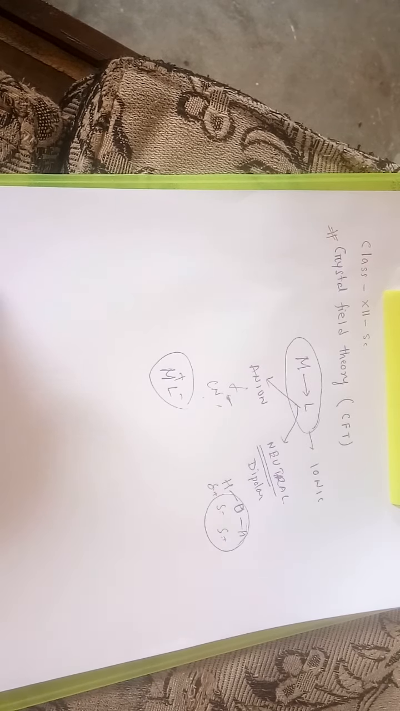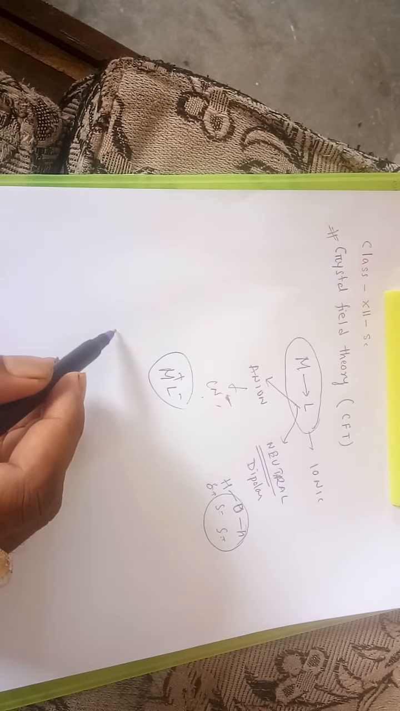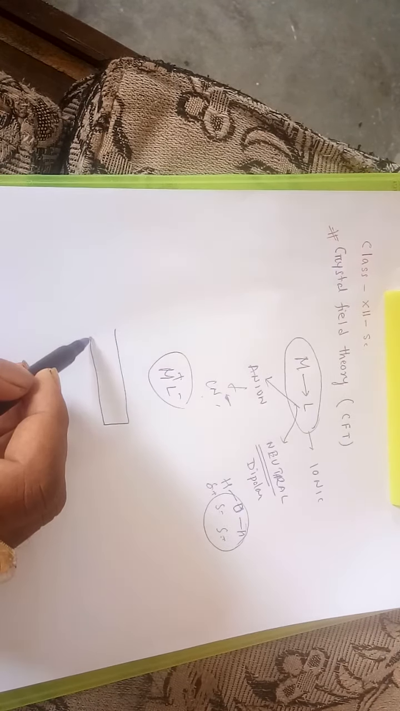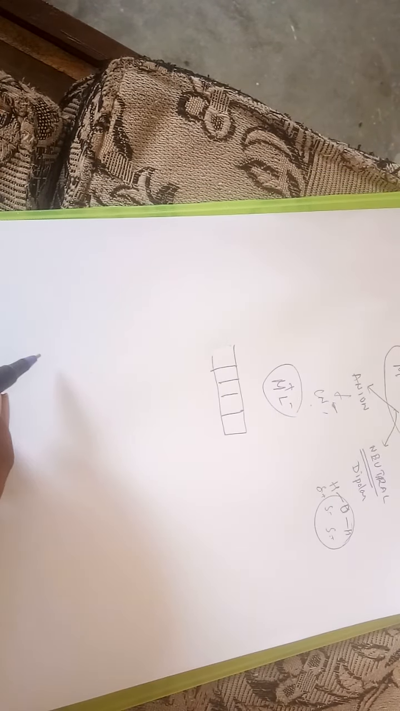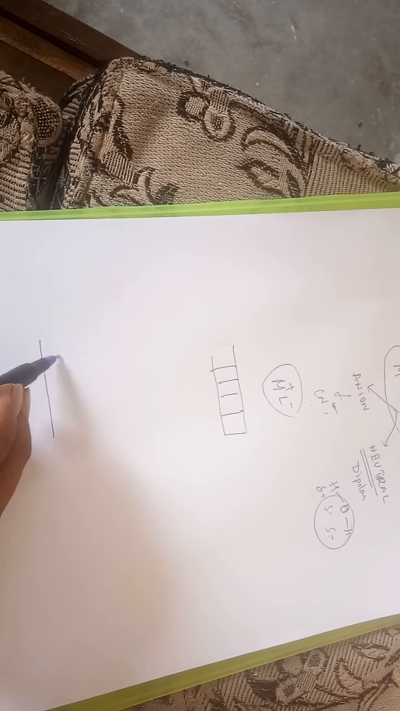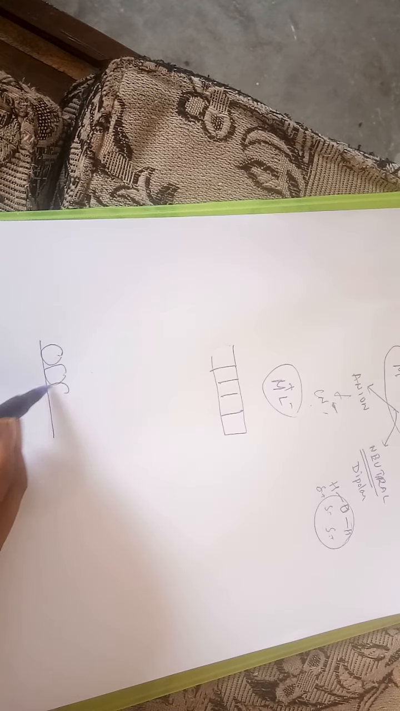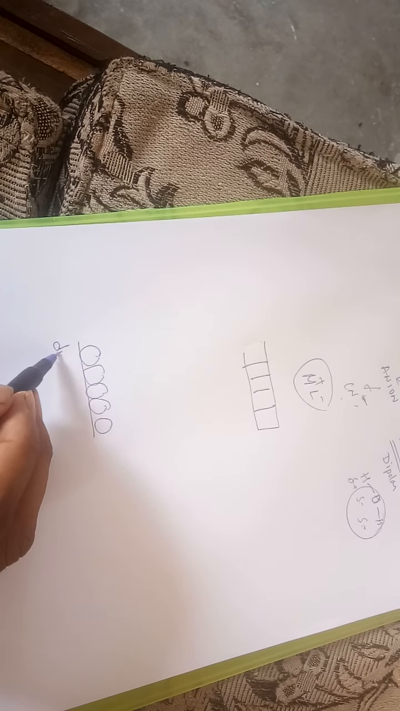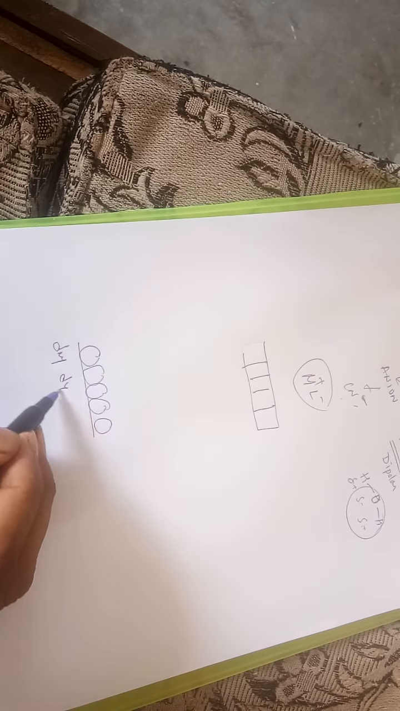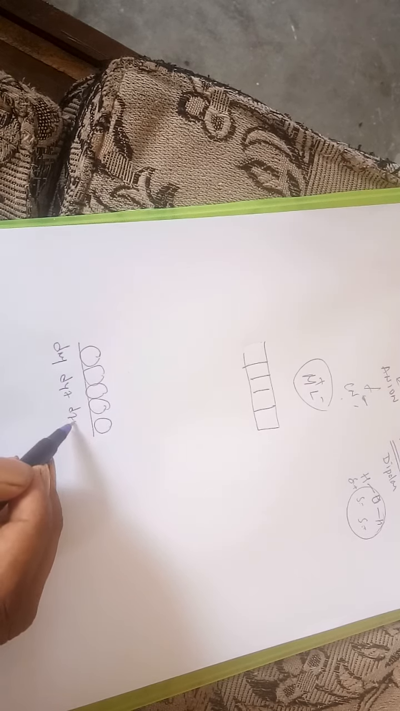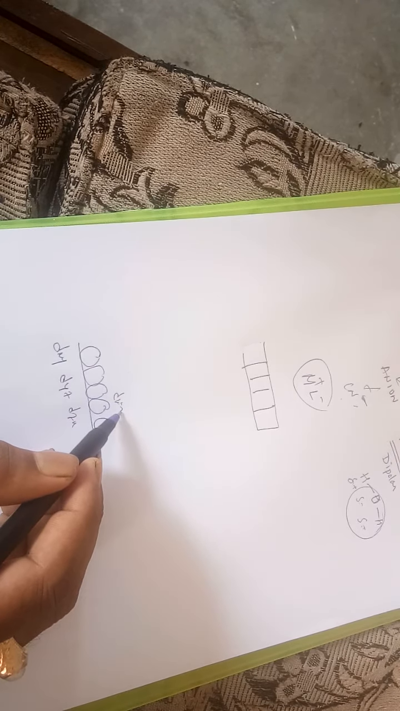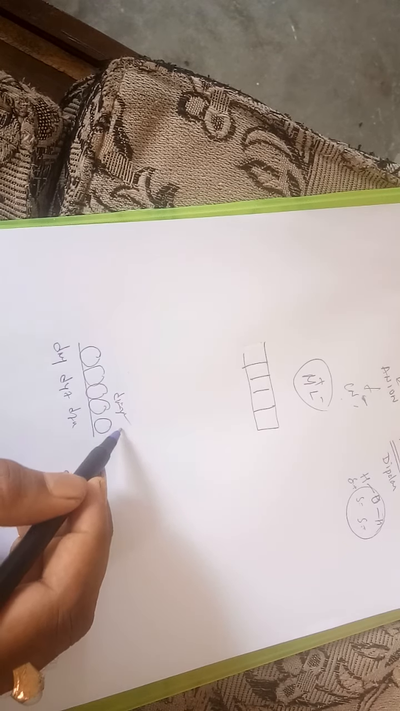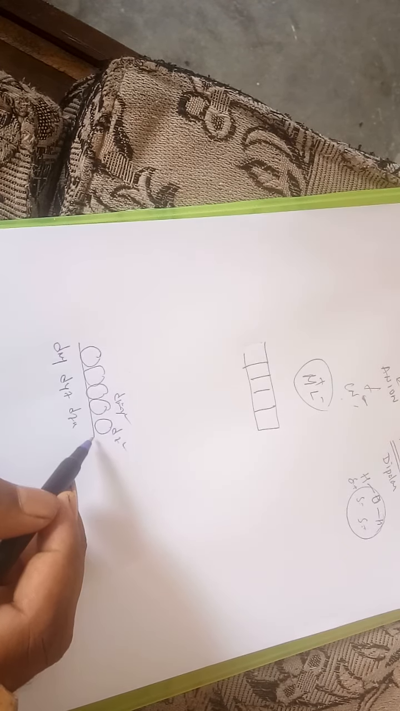Now this theory tells that, for example, this is your metal ion having 5 d orbitals. I'm drawing here, it will be better. These are the 5 d orbitals of a metal ion. This is dxy, dyz, dzx, dx square minus y square, and dz square.